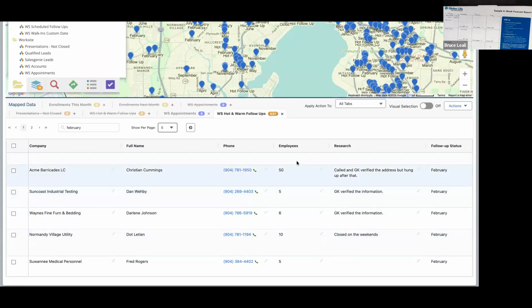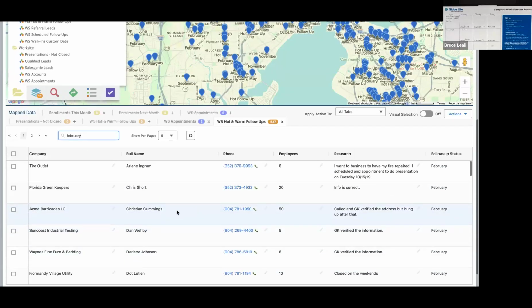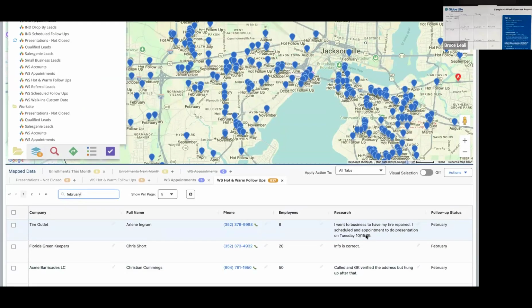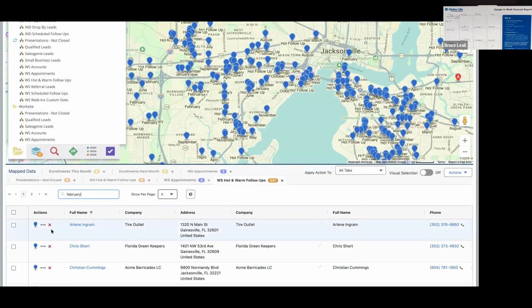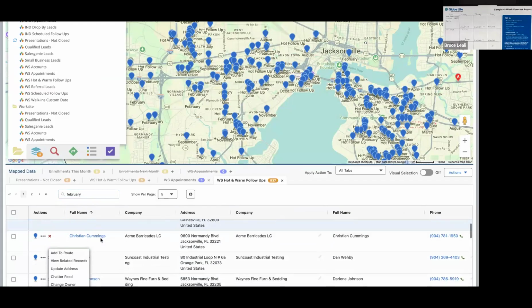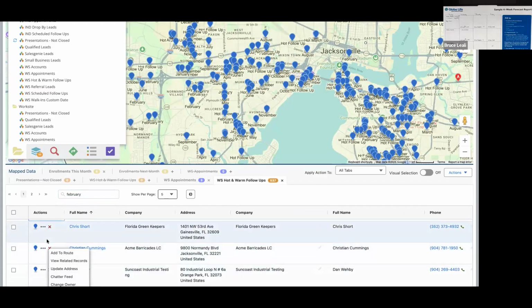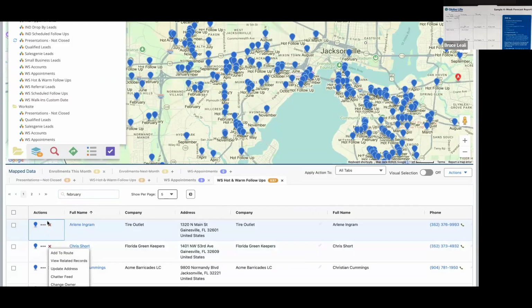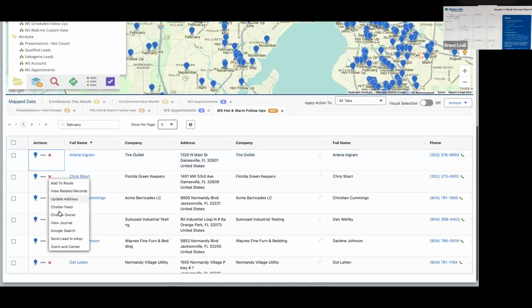But you're going to have the ability to go into your hot and warm lead layer and type in the month that you're looking to fill. So for example, right here, I can look at the notes of what happened. I went to the business to have some tire repaired. I scheduled an appointment to do a presentation Tuesday, the 10th. Whoa, this one's pretty out of date, but if you're ever looking for a way to quickly look at all the details, over here at the bottom left-hand side, you click the three dots right here, and you can click view journal.